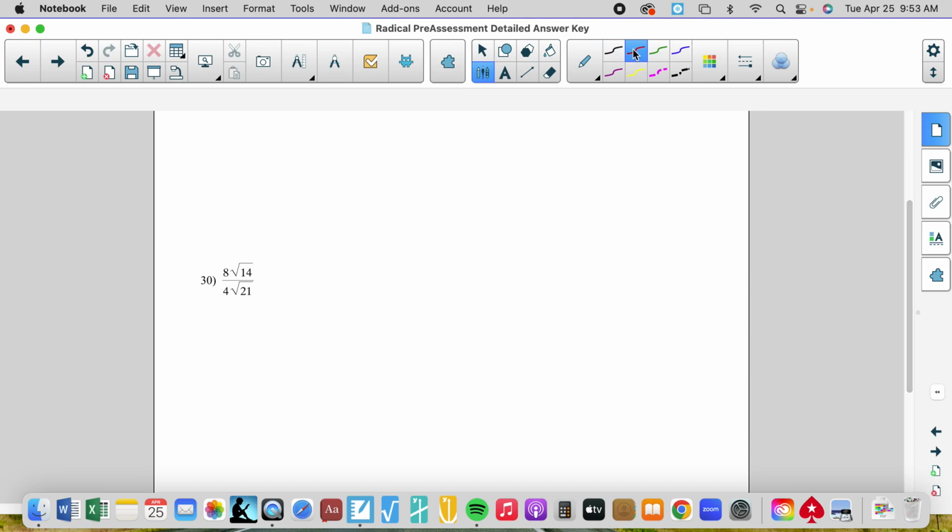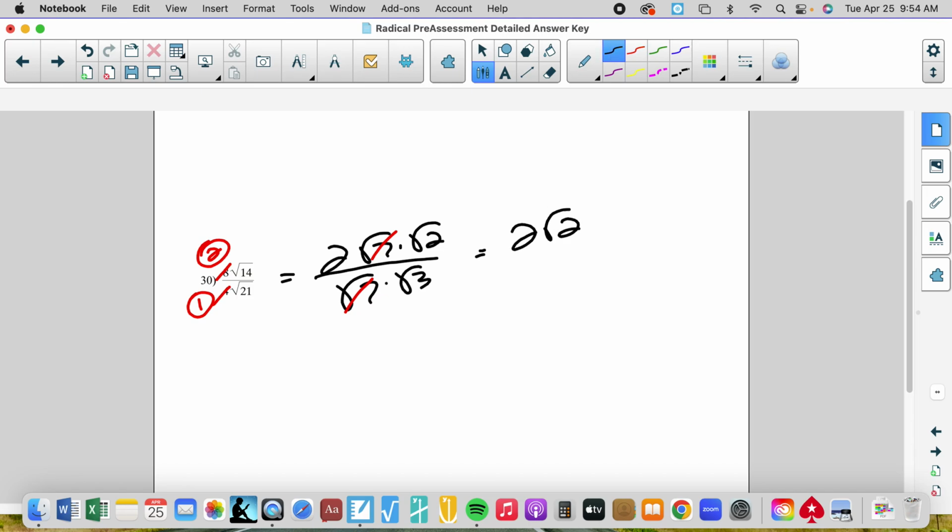8 and 4, I'm going to simplify those coefficients. 4 goes into 8 twice, 4 goes into 4 once. And then we have rad 14 and rad 21. So I'm going to break 14 into rad 7, rad 2. The rad 21 I'm going to break into rad 7, rad 3. I'm going to cancel those radicals out. And that leaves me with 2 rad 2 over rad 3.